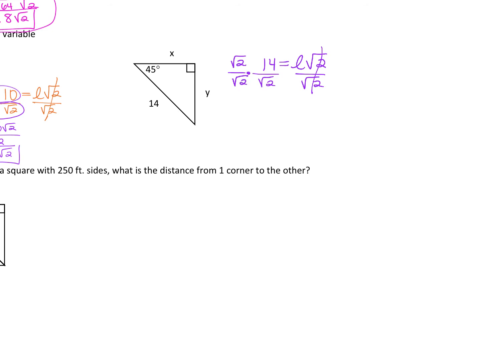So now you have 14 rad 2 on top. And what on bottom? 2. Okay. Simplify that. What does it become? 7 rad 2. Okay. This is 7 rad 2. This is 7 rad 2.